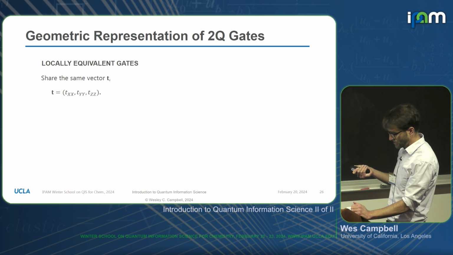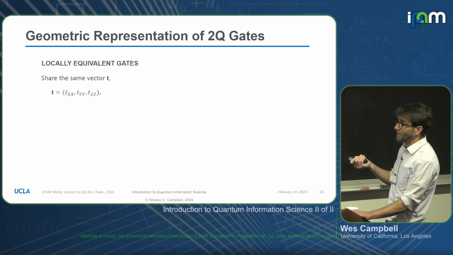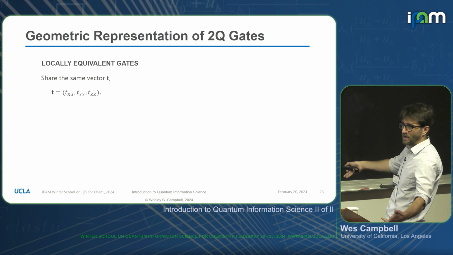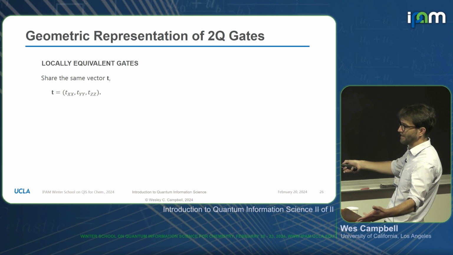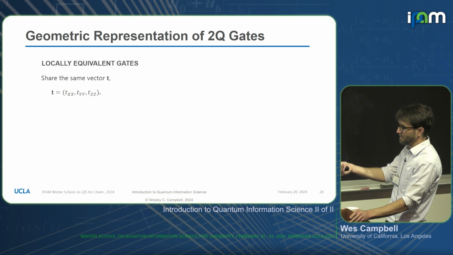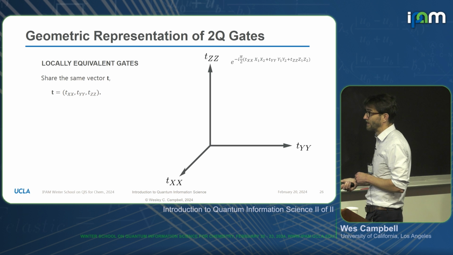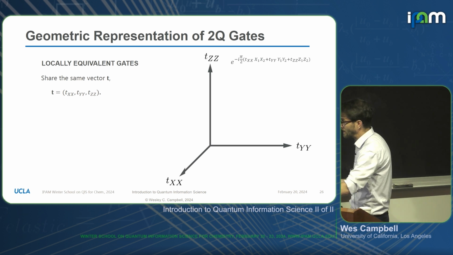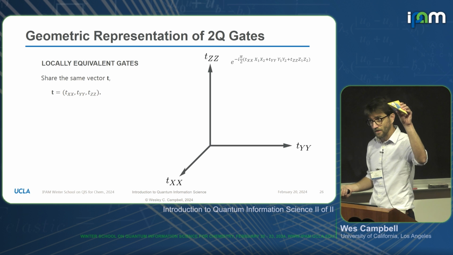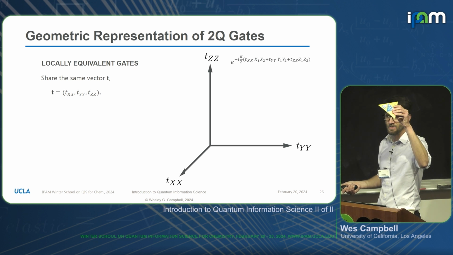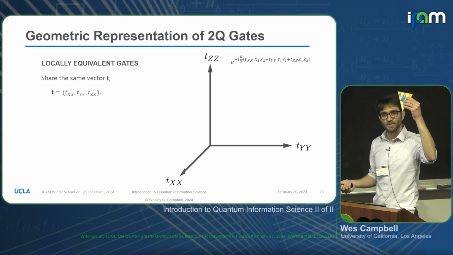Locally equivalent gates are going to share the same vector T. So I told you that we mean locally equivalent when the XYZ part of it is the same, and the gates that act on single qubits may not be the same, okay? If the XYZ part of it is the same, that means T is the same for both of them. And we can make a space in which this vector lives. So what I'm going to do is show you how we make this space. I'm going to say build it, but it's going to be the other way around.